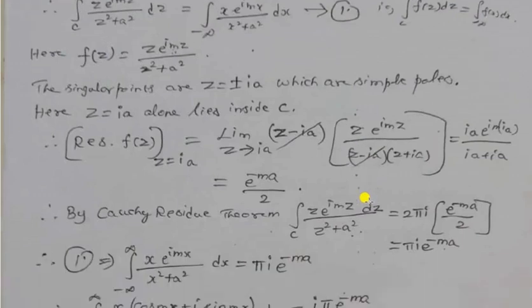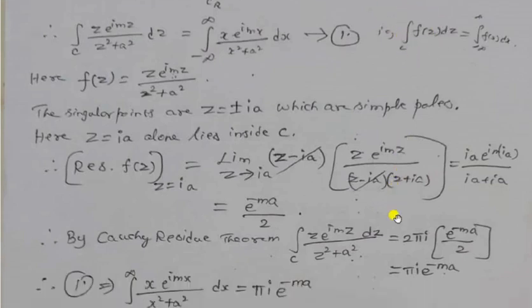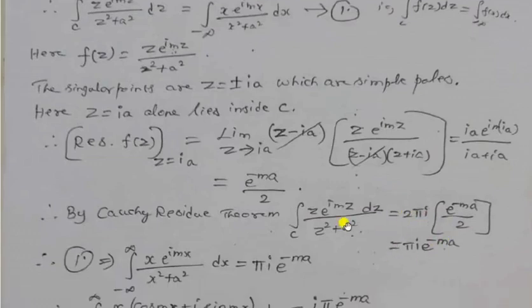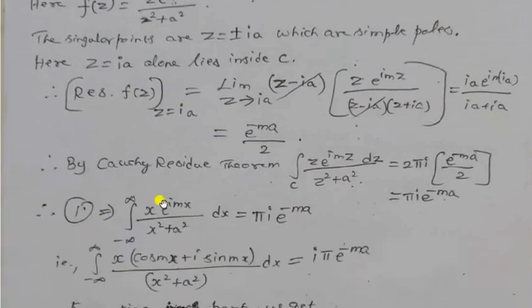Then you have to substitute this residue here, 2 pi i into the sum of the residues. So I have written here it is 2 pi i into the sum of the residues. This is the value for this integration. Now the problem is the integral from minus infinity to infinity of f of x dx. f of x dx is x e^(imx) by x square plus a square, and the value we got is this.